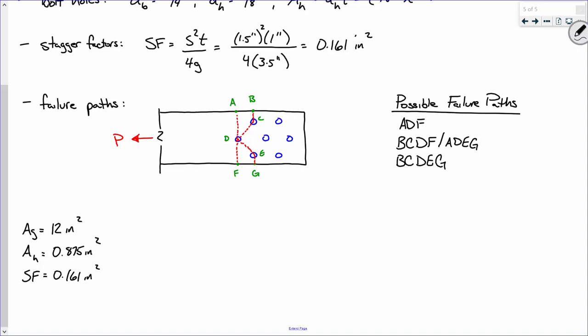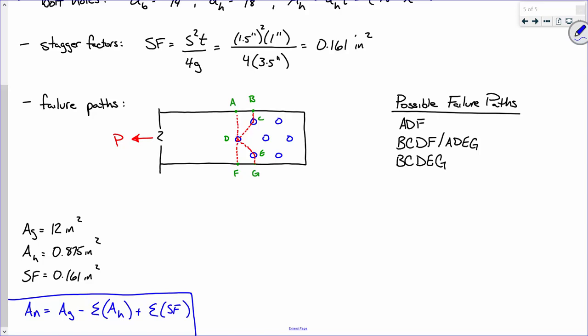And remember, to calculate the net area, we take the gross area, we subtract out the number of holes, and we add the appropriate number of stagger factors, right? Sound good? So I'll even write that out. I'll even put that down here. So net area equals the gross area minus the sum of the holes plus the sum of the stagger factors. Okay. Everybody all right with that?